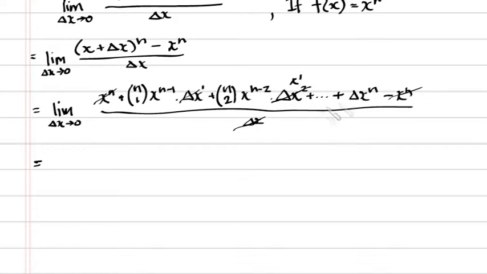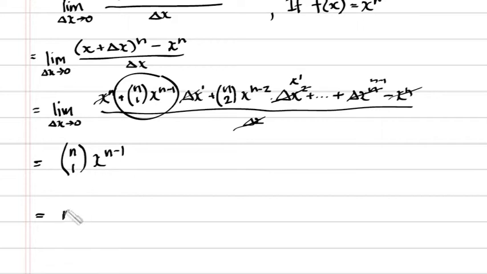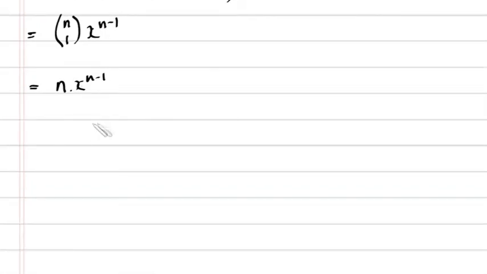Now, if we think about this expression, what happens as delta x approaches 0, all the terms that have a delta x in them will become increasingly smaller. So the limit as delta x approaches 0 is just this first term that doesn't have a delta x expression in it anymore. So our definition becomes n choose 1 times x to the n minus 1. And of course n choose 1 is just n. There's only n ways you can choose one object from n objects. And that leaves us with our definition of d by dx of x to the power n, which is n times x to the n minus 1.